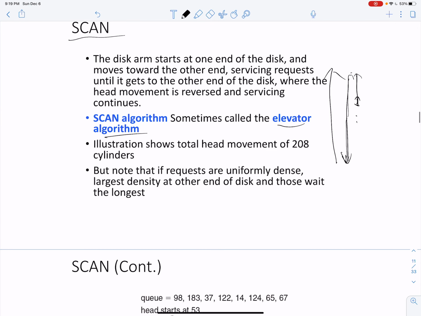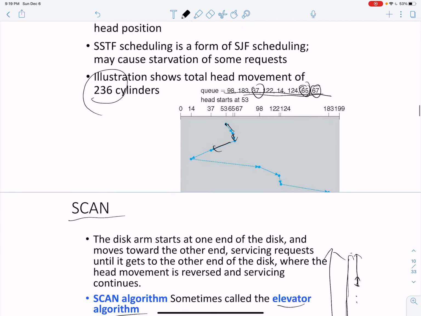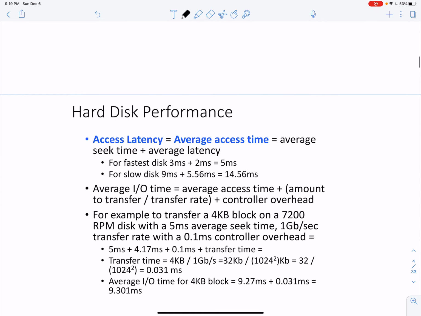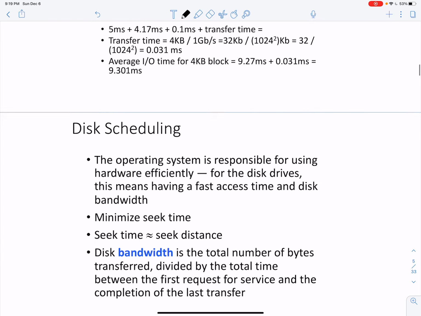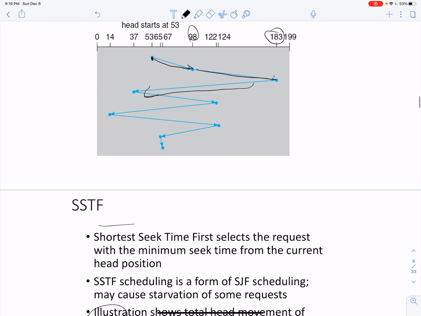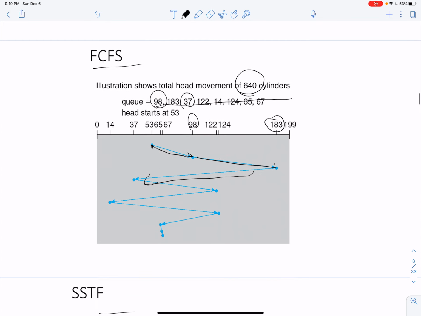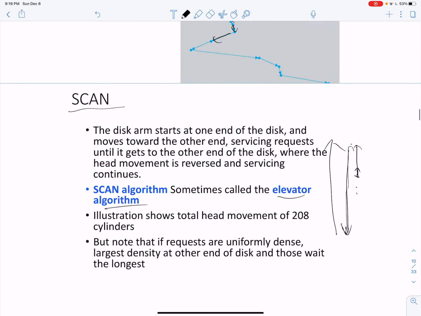So for the part on hard drive or disk management, I only ask you to understand what rotational time is and what seek time is. I also want you to know that there are three mainstream disk scheduling algorithms, which are FCFS, SSTF, which stands for shortest seek time first, and then scan.